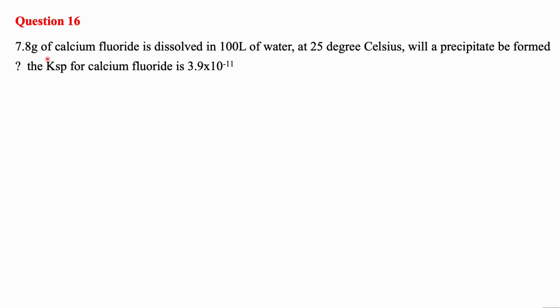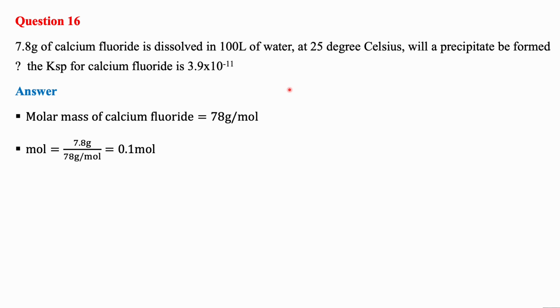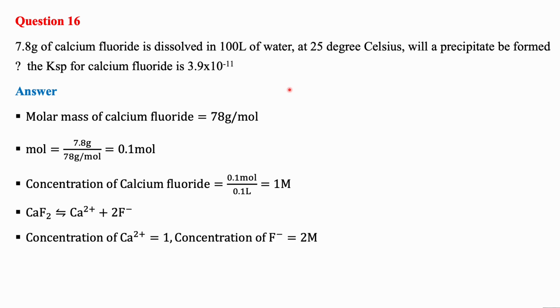Here we have the mass of calcium fluoride. We divide it by the molar mass to get the moles. After getting the moles, we can divide it by the volume of water so that we get the concentration of calcium fluoride, which is equal to 1 molar. After getting the concentration, you can determine the concentration of calcium and the concentration of fluoride.